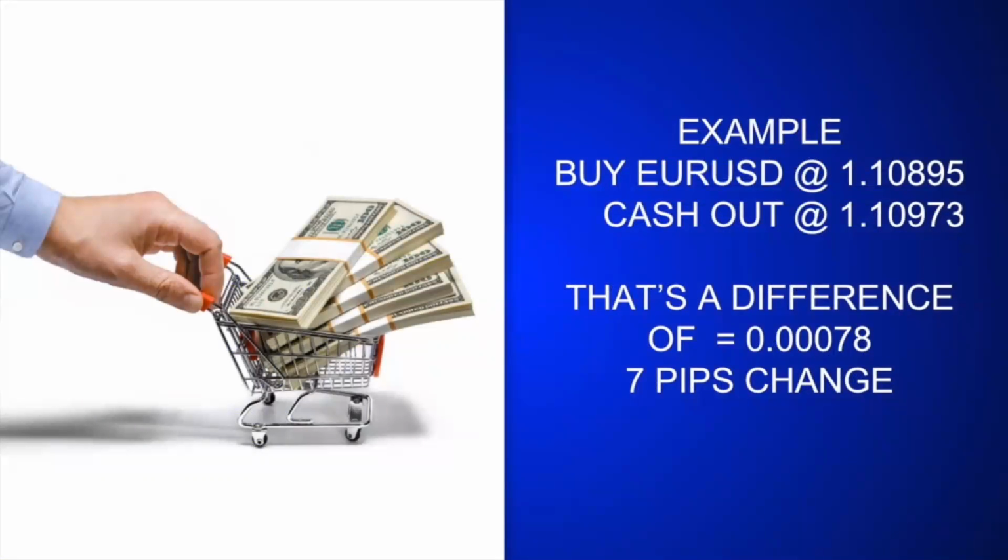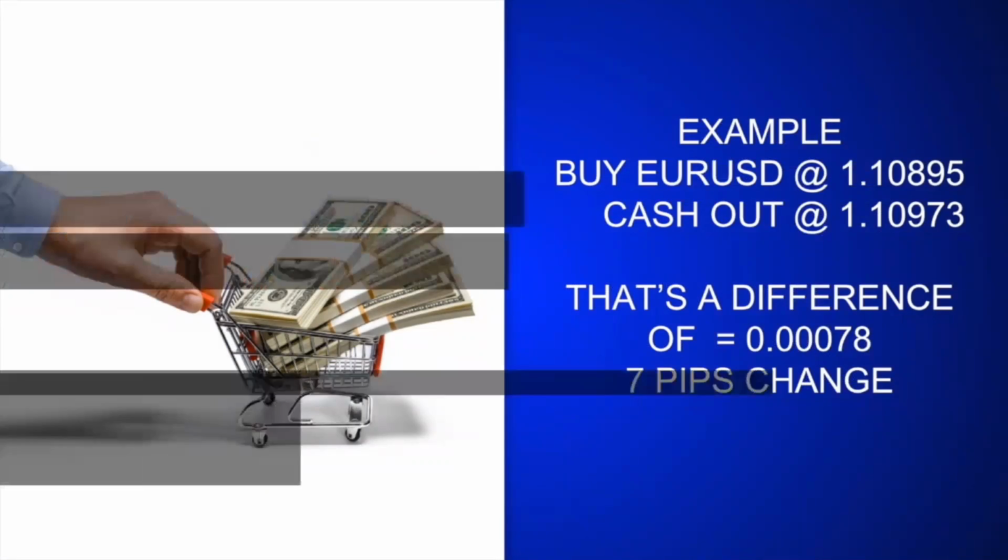So I have an example here. Let's say you bought the Euro USD at 1.10895, and then you decide to cash out at 1.10973. Now that's actually a difference of 7 pips. So think about it. If you only came to the market and you were able to buy up enough to make 7 pips off the market, you would have made 0.00078 cents, which is pretty much nothing. So you would have to come to the market with quite a large amount of money.